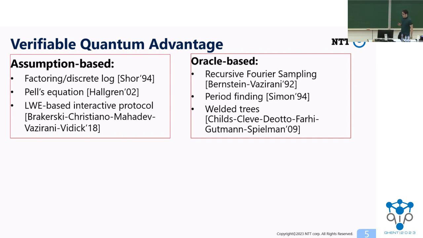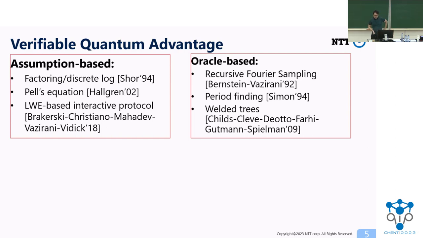And also, here is another example of a different flavor based on the LWE problem, which is related to lattice problems. The interesting feature of this protocol is that we believe the LWE problem is hard even against quantum computers. But assuming the hardness of the LWE problem, they construct an interactive protocol, an interactive task that is easy for a quantum computer but difficult for a classical computer. And such a quantumly hard problem giving quantum advantage is an interesting result.